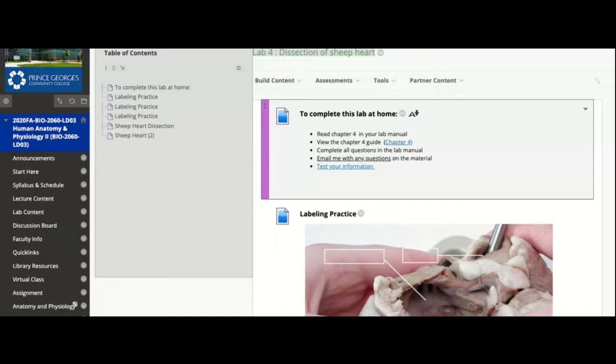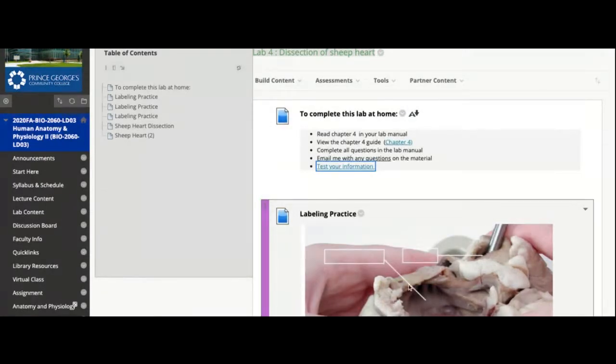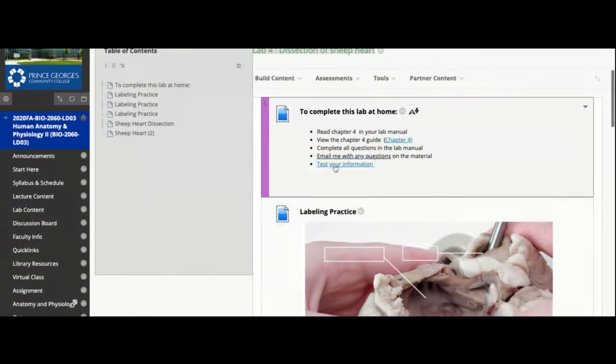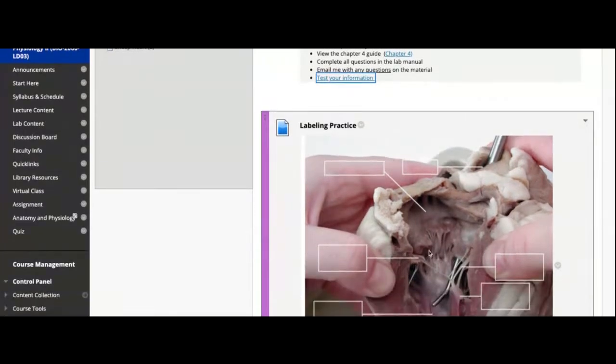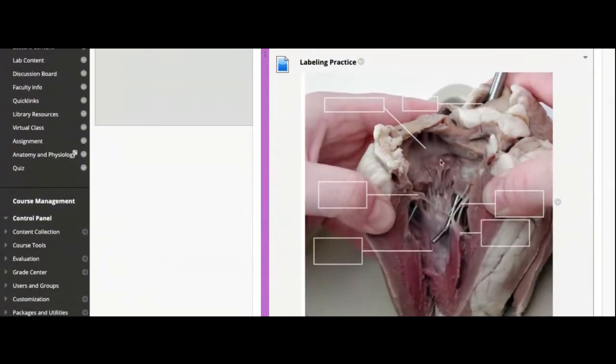Can you see this practice practical on the heart or not? No, you cannot see that. The picture below, the labeling practice, we can see that. I will show you that test your information later. And here is the labeling practice. This is the sheep heart. So you can write them, and next time we will work on them together.